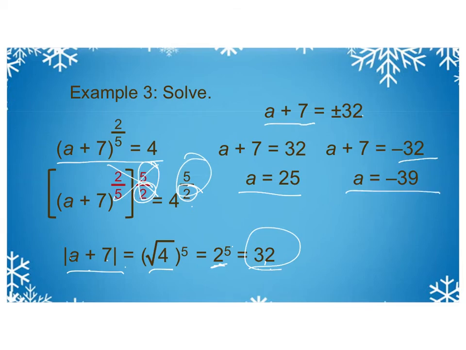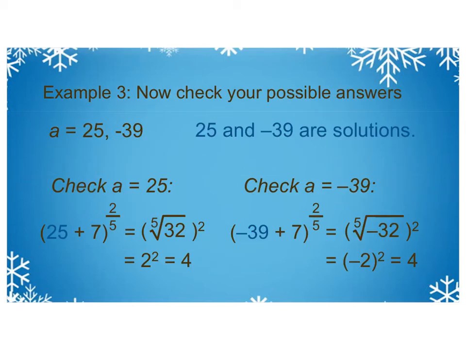All right, so now I have to check those answers. If I plug in a equal to 25, 25 plus 7 to the 2/5. Well, 25 plus 7 is 32, to the 2/5. The 5th root of 32 is 2. So that gives me 2 squared, which is 4, which was my answer, so it is one of my solutions.